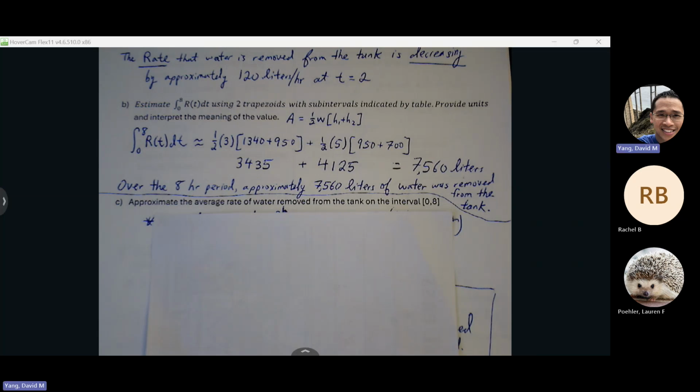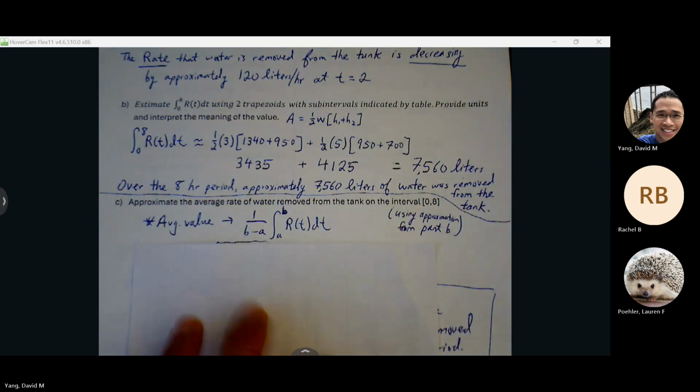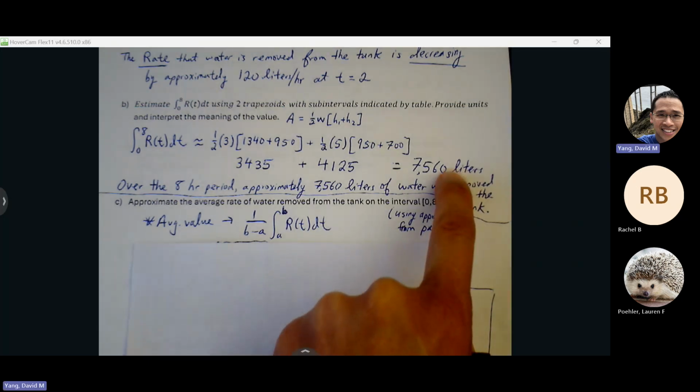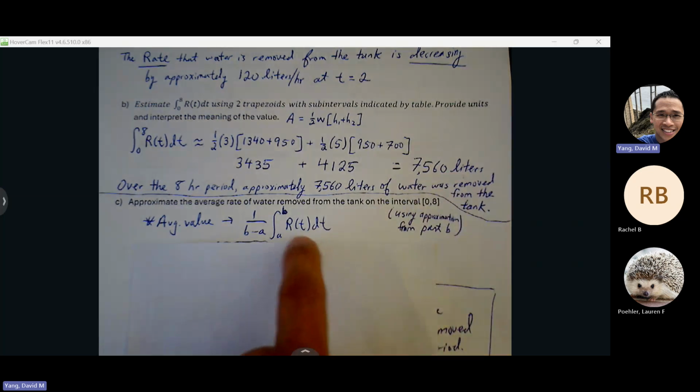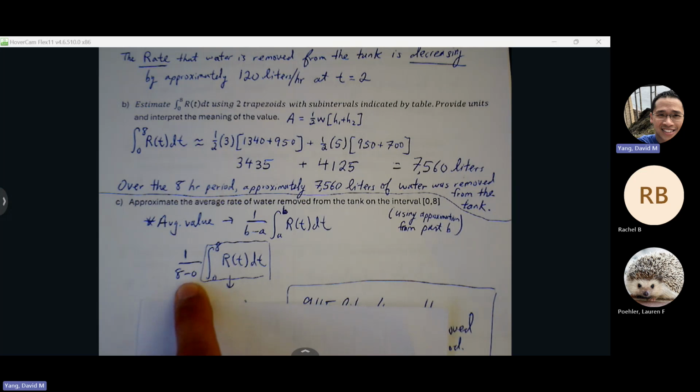All right, part C, approximate the average rate of water removed from the tank on the interval from 0 to 8. So average rate, that should remind us of the average value theorem. So we set up the average value theorem. And I forgot to indicate using the approximation from part B. So we're taking that value, it's still an approximation. So we can put that 7560 in for that depth interval. And then your a's and b's are 0 and 8.